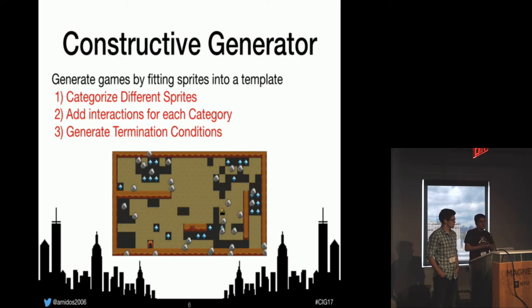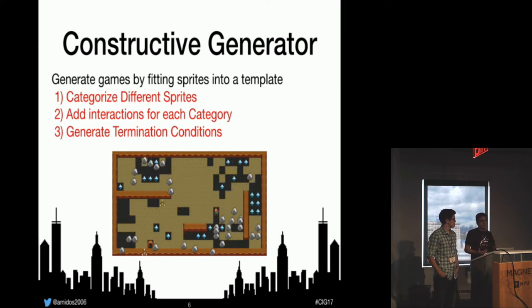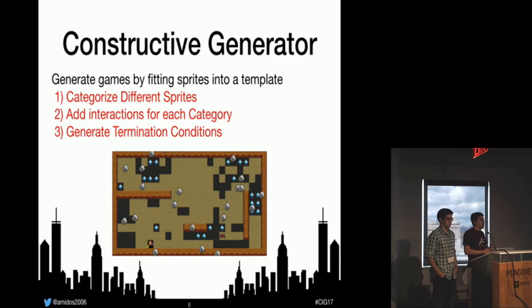After it does that, it puts in interactions that make sense for each category. For example, if you have an NPC trying to chase the player, he's probably trying to kill him. So by default, there is a high chance that when this sprite collides with the player, it will kill him. It will never give him a score, unless it's a suicidal guy, who just goes there to give you a score and kill himself.